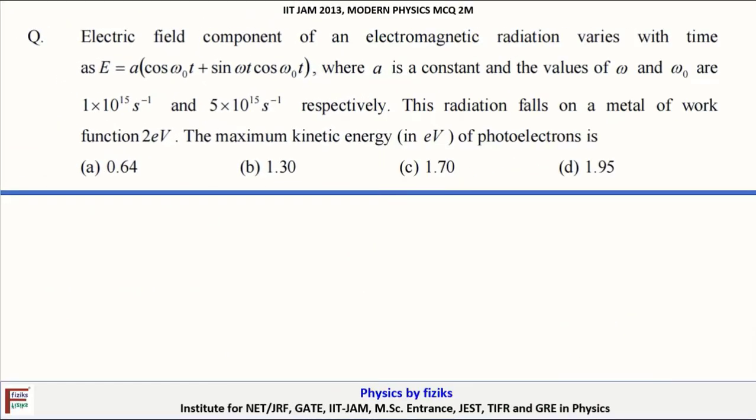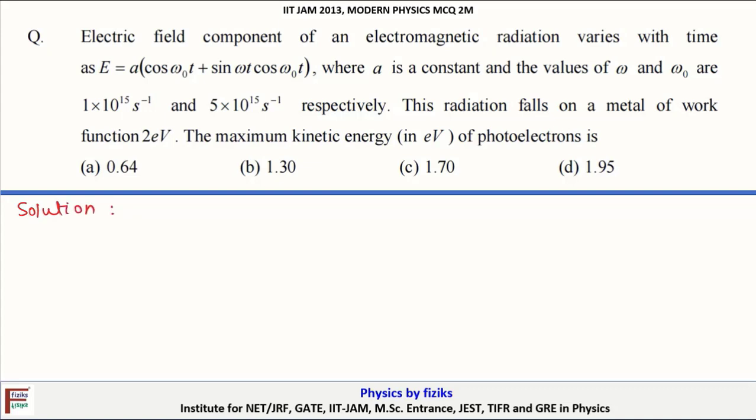The statement of this problem is: the electric field component of an electromagnetic radiation varies with time as E equals A cos omega naught t plus sin omega t cos omega naught t, where A is a constant and the values of omega and omega naught are 1 into 10 to the power 15 per second and 5 into 10 to the power 15 per second, respectively. The radiation falls on a metal of work function 2 eV. The maximum kinetic energy of the photoelectron is. So we have to determine the maximum kinetic energy.